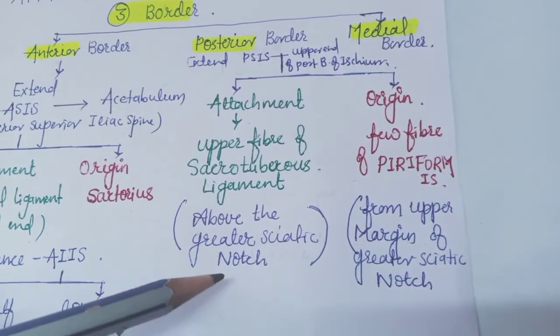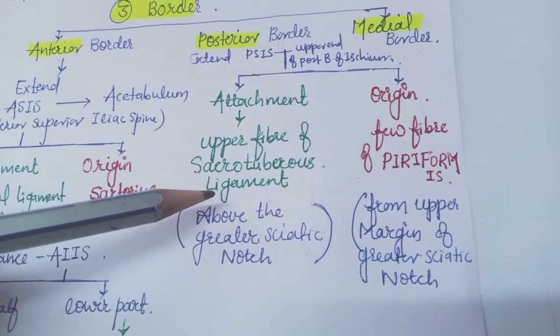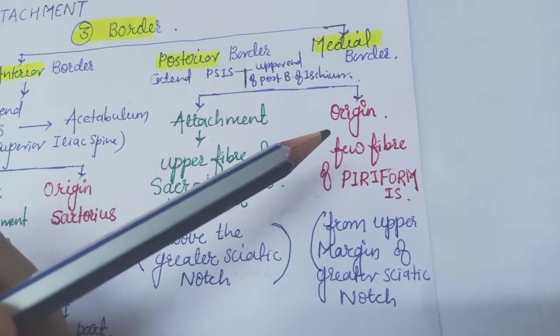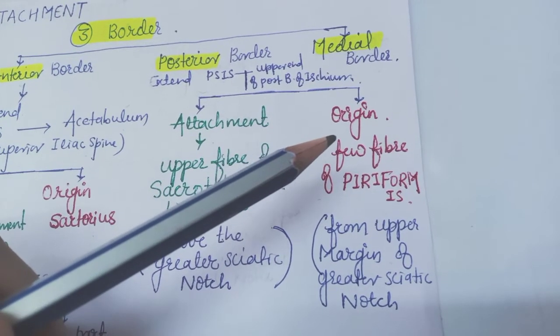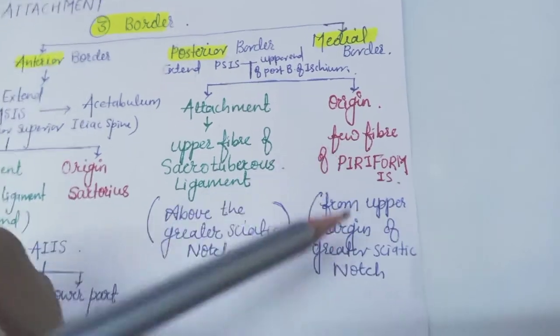Above the greater sciatic notch, it gives attachment to the upper fibers of the sacrotuberous ligament, and the posterior border gives origin to a few fibers of the piriformis, and it forms the upper margin of the greater sciatic notch.